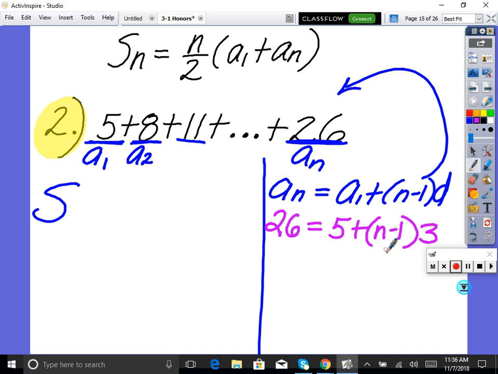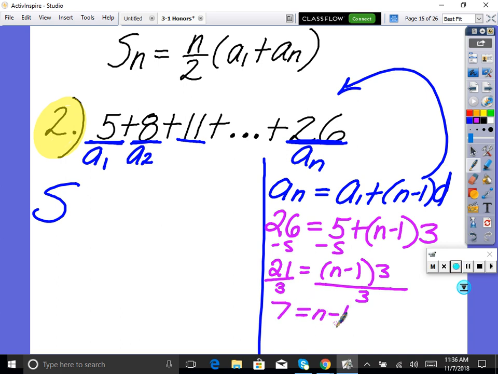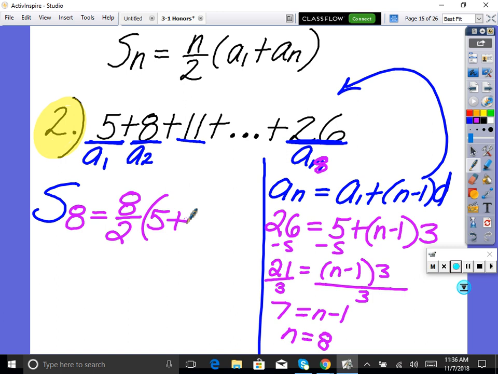So now look, do you see how we have everything except for n? And now we can solve for n. Subtracting 5, 21 is equal to n minus 1 times 3. Divide by 3. 7 is equal to n minus 1. Add 1. So n equals 8. This is a sub 8. Okay, so we're summing up the first through 8th terms. So we're summing up 8 terms. Now we can plug it into our formula. So 8 over 2 times a sub 1, which is 5, plus a sub n, which means the last term, which is 26. Calculate it.